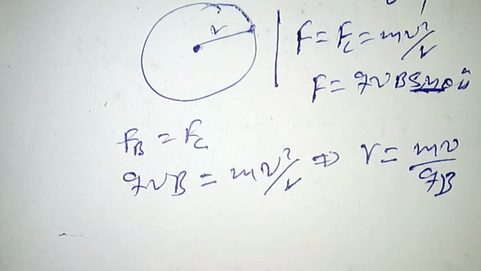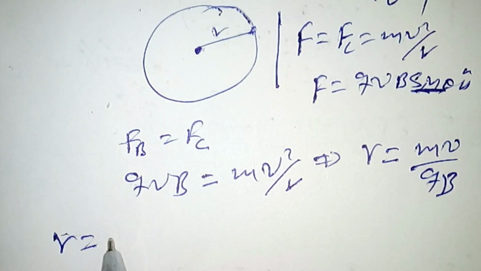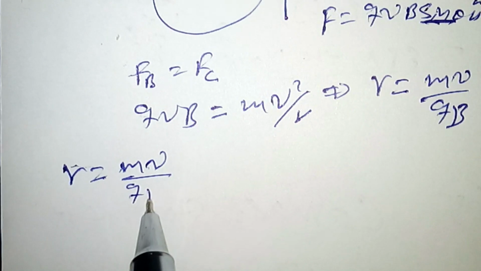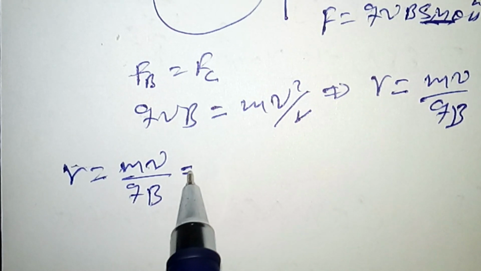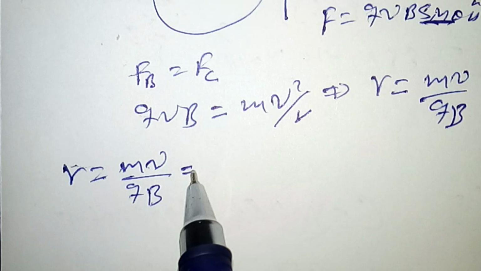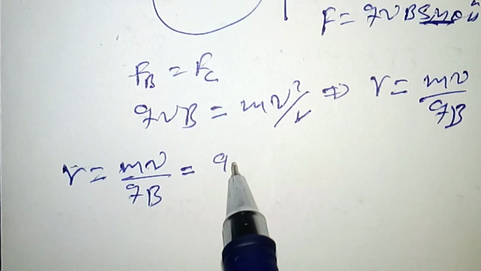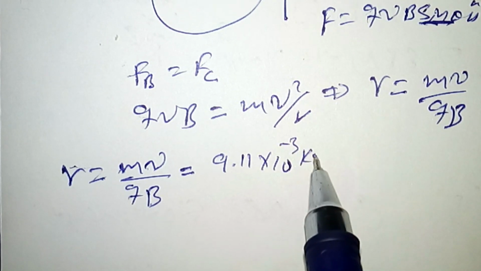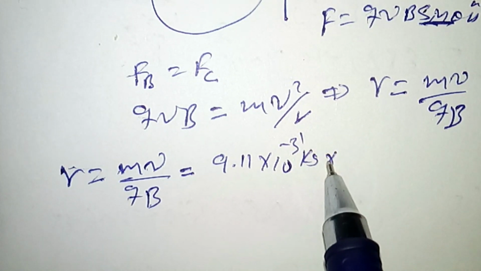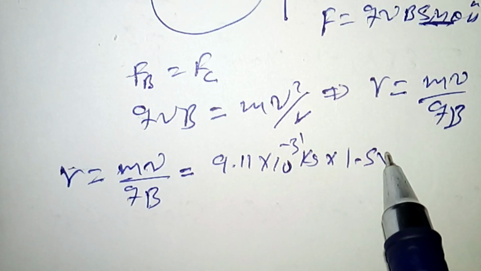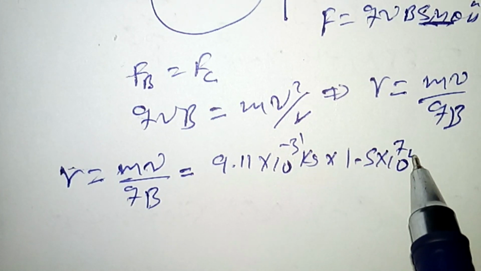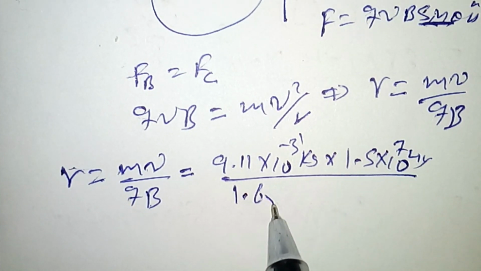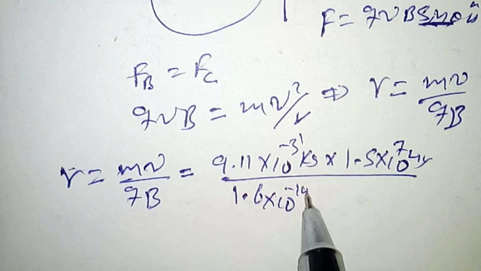And if we solve for r, the radius of the circle is given by m, the mass of the electron, the velocity of the electron, the charge on the electron, and the magnetic field strength in which the electron has entered. So the mass of the electron is 9.11 times 10 raised to minus 31 kilogram, and the velocity of the electron is 1.5 times 10 raised to 7 meter per second, divided by the charge on the electron, 1.6 times 10 raised to minus 19 coulomb.